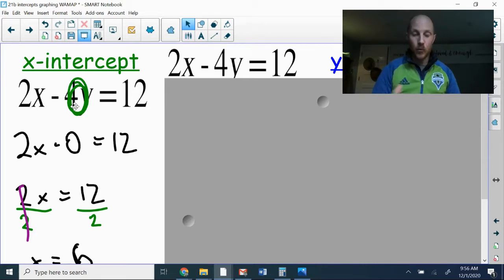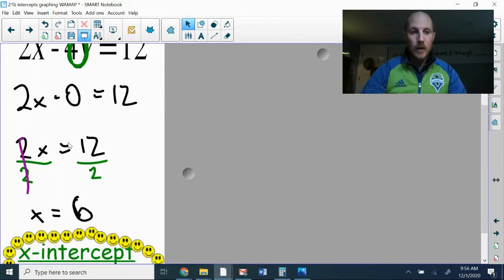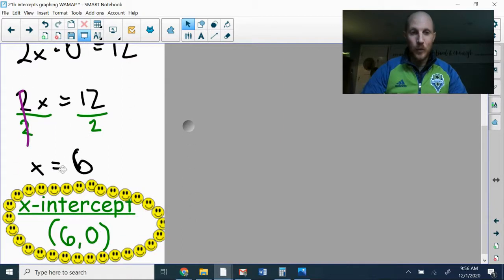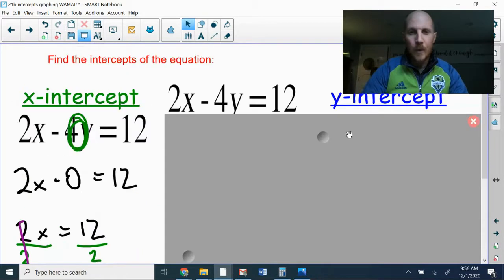It's going to have an x number, but the y is going to have to be 0. So I changed the y to 0 so that I can find the x-intercept, solve the rest of the equation. And in this case, I came up with x equals 6, which means the x-intercept would have coordinates 6, 0. So I want to make sure I get those as coordinates and not just leave it as x equals 6. It's too easy to get confused if we just leave it as x equals 6, and I don't actually know where that is on the graph.